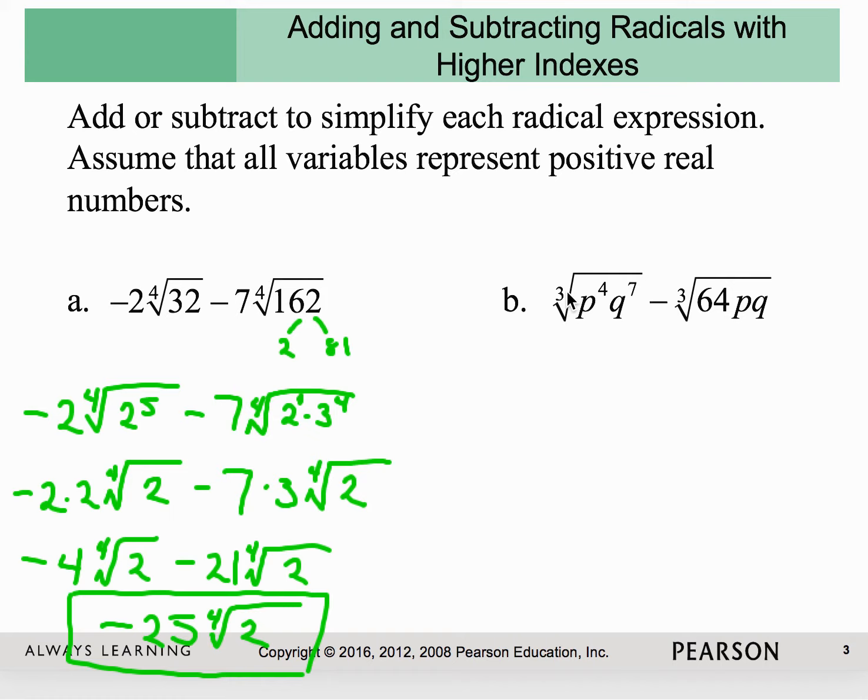Okay. 3 goes into 4 one time, but there's 1 left over. 3 goes into 7 2 times with 1 left over.